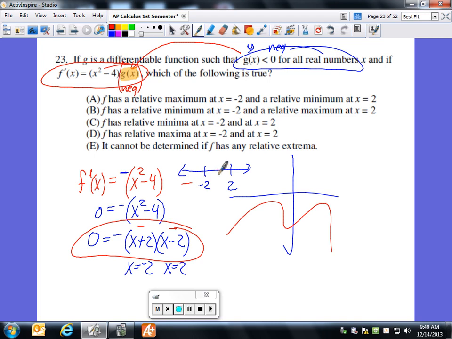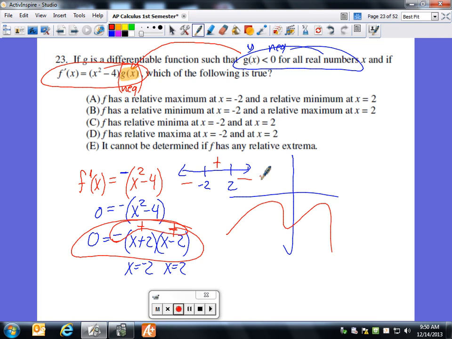If I pick something in between negative 2 and 2, like 0, 0 plus 2 is positive, 0 minus 2 is still negative. However, this product becomes positive. And then finally, the last one. Let's say that we pick 3. 3 plus 2 is still positive. 3 minus 2 gives me a positive. So this entire product here is now back to a negative.